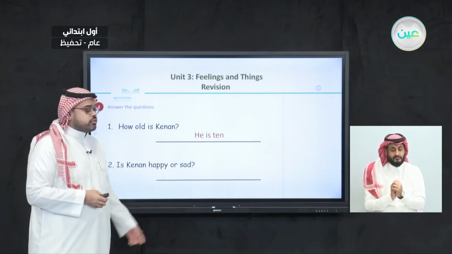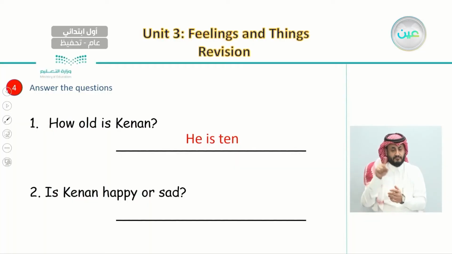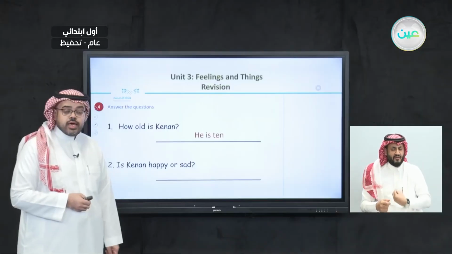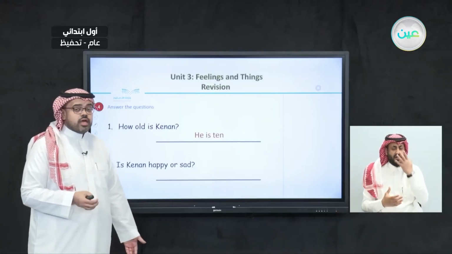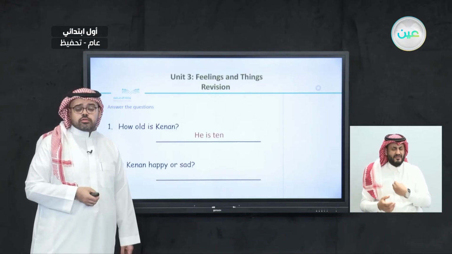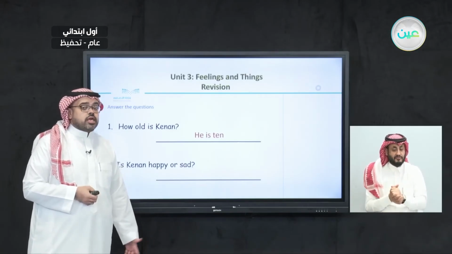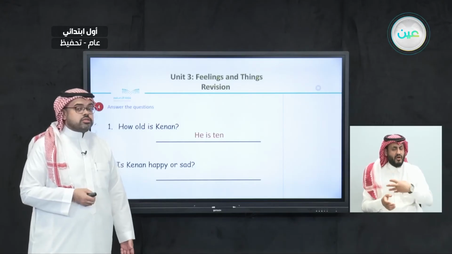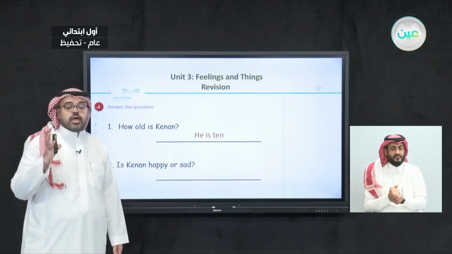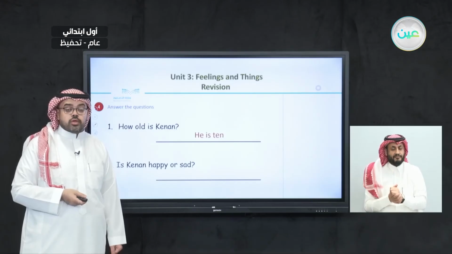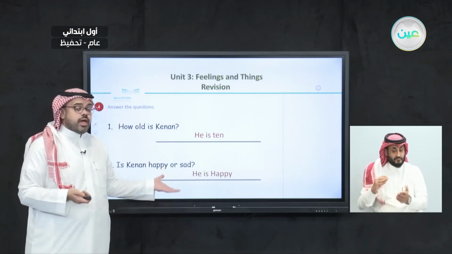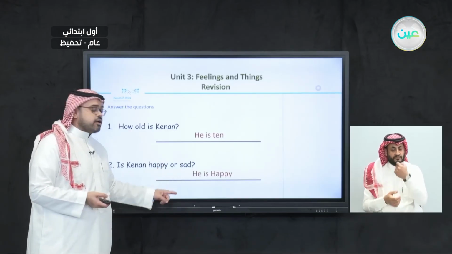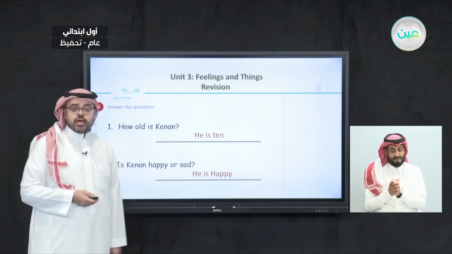Now what about the second question? Let's read it. Is Kenan happy or sad? So what did we read in the story? Did we read that he is a happy boy, or that he is a very sad boy? The answer is happy, of course. He is happy. We answer like this.